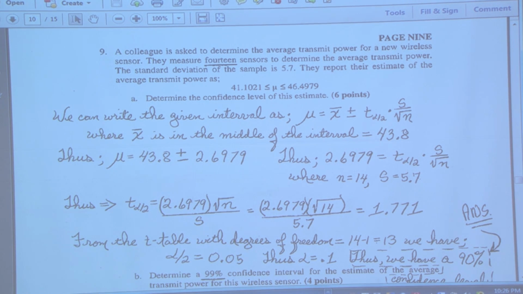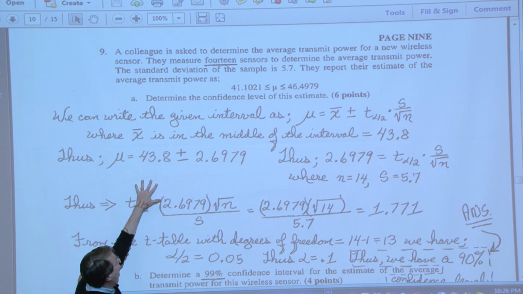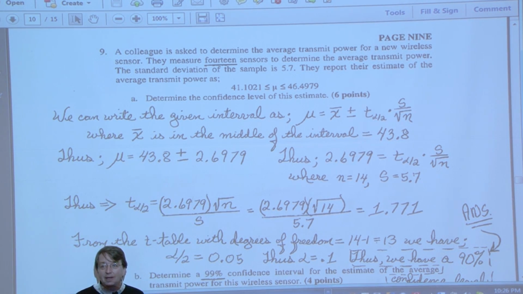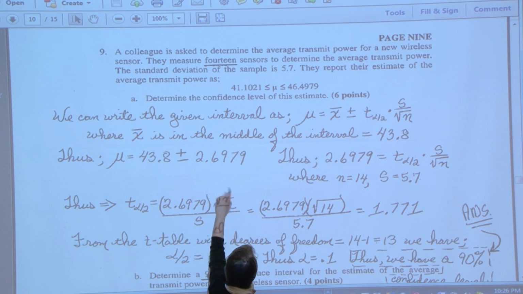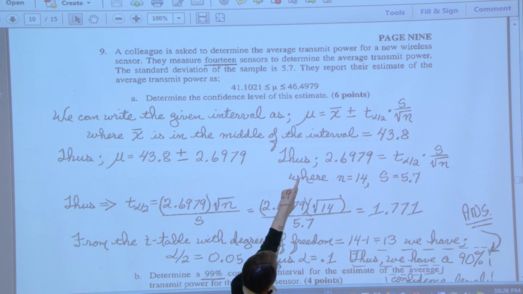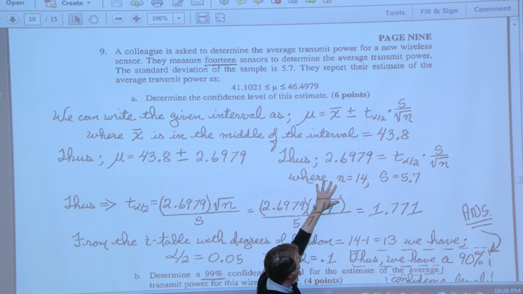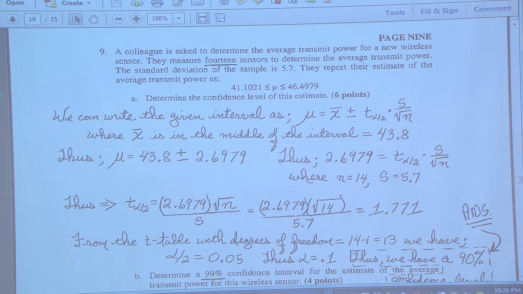Now, as Chris told us, where is x bar? In the middle. So I figure out the middle, 43.8. Now, what do I then know? That interval can be written as 43.8 plus or minus 2.6979. That means the 2.6979 equals, looking up here, mu equals x bar plus or minus something. That 2.6979 has to equal t sub alpha over 2 times s over the square root of n.